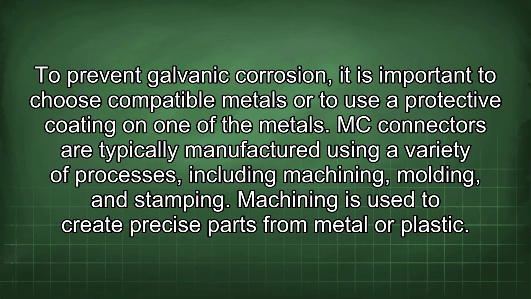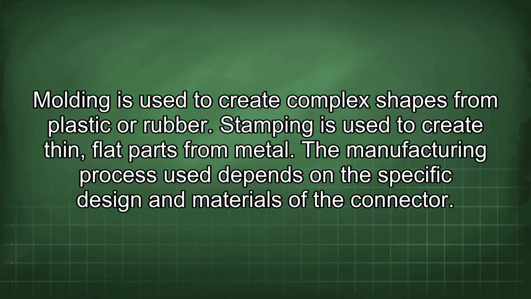MC connectors are typically manufactured using a variety of processes, including machining, molding, and stamping. Machining is used to create precise parts from metal or plastic. Molding is used to create complex shapes from plastic or rubber. Stamping is used to create thin, flat parts from metal. The manufacturing process used depends on the specific design and materials of the connector.